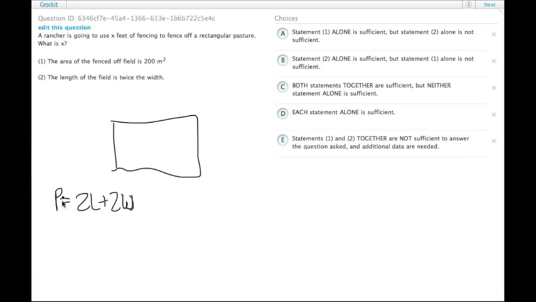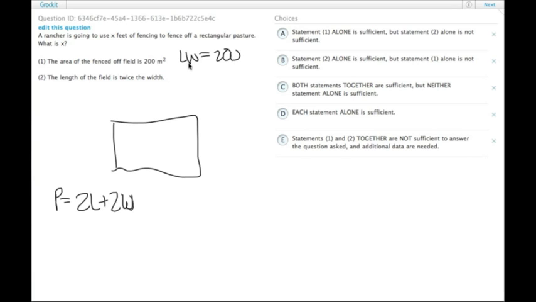And so if we can find out something about the proportions of them, and basically we need 2 of the 3 of these things to solve for all 3, because it's 3 variables, and so we need 2 of the 3 to make a game of it. Statement 1 tells us that the area of the fenced off field is 200 square meters. So statement 1 tells us that length times width equals 200.